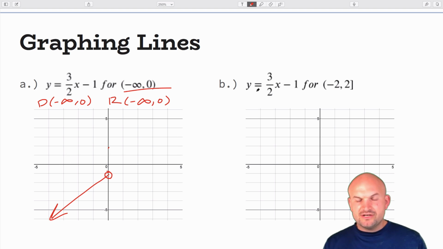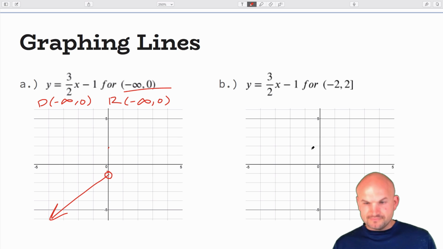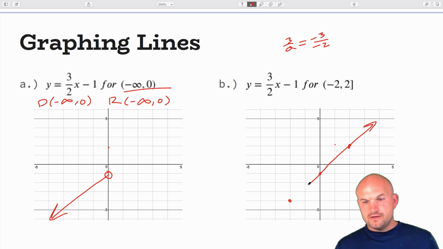All right, so the next one here is y equals 3/2 x minus 1. So again, we have our negative 1 y-intercept. We're going to go up 3, 1, 2, 3, over 2. And just a reminder, we could also go down 3, right? 3/2 is equal to negative 3 over negative 2. So we could also go down 3, 1, 2, 3, to the left 2. So we could do that line, or we could do that line.